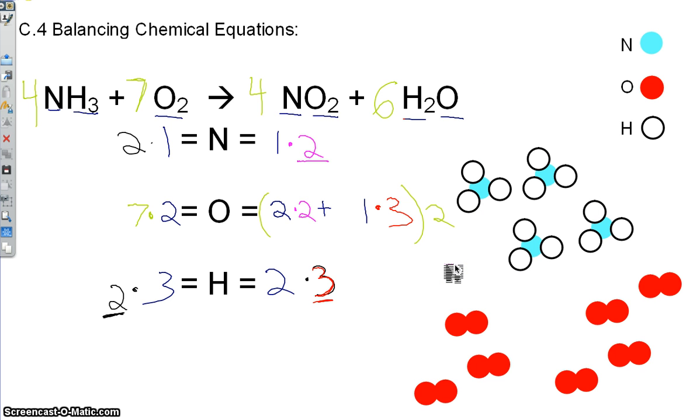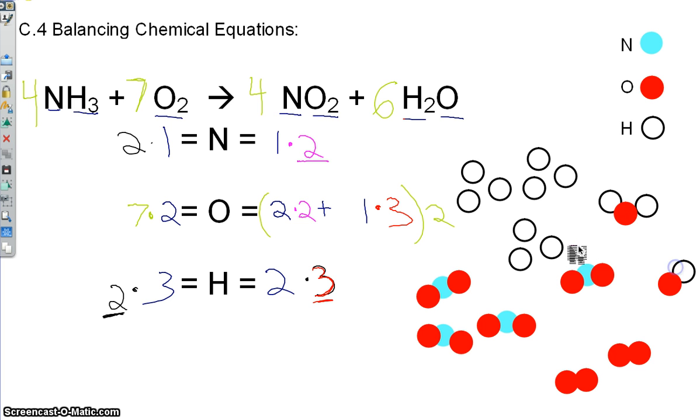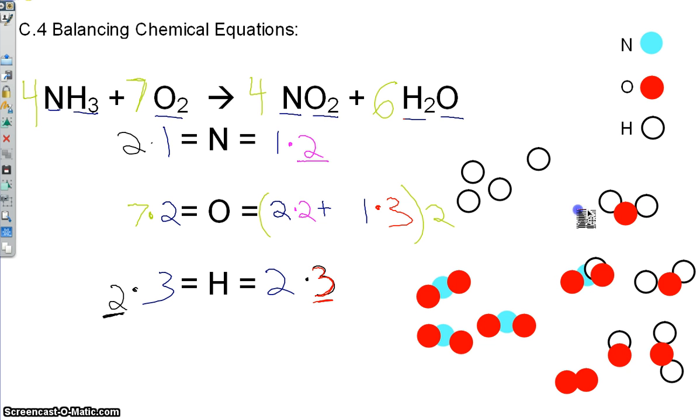So taking my 4 NH3s and my 7 O2s, I should be able to rearrange these to make what it is that I have on the other side. So I take and rearrange them. So NO2, so here I got N and O2, and N and O2, an N and an O2, an N and an O2. So now I have all my hydrogens and some more oxygens. So I make an H2O. I make an H2O and an H2O.